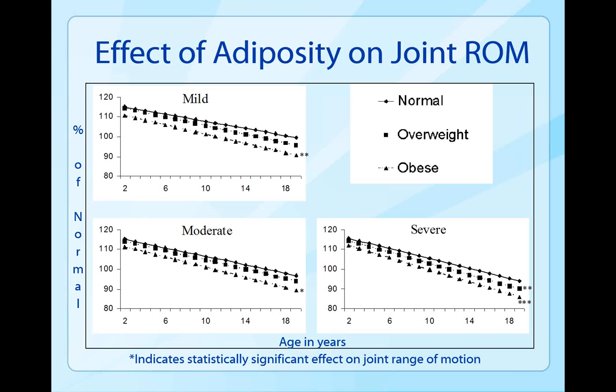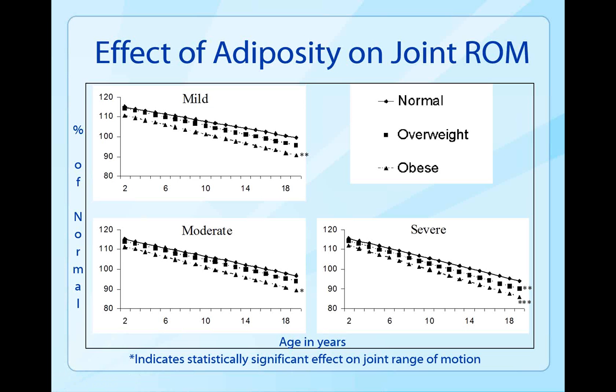So what you see on the left side over here, basically on these left axes, are the proportion of the normal range of motion that a person would have. And on the x-axis here, we have the age of the individual. So again, these are from 2 years old until 19 years old. And what you can see here is we have three graphs, one for people with mild hemophilia, moderate hemophilia, and severe. And there are three lines, one for normal weight, overweight, and obese individuals. So you can see in every severity that for individuals who are overweight or obese, the rate of range of motion loss is greater.